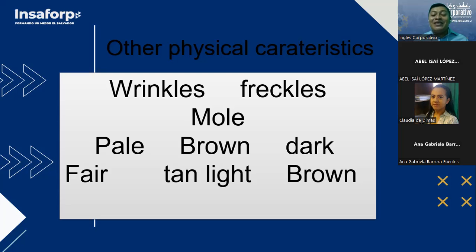A very good question, Claudia. So let's see. Let's go with the color of the skin. Pale, brown, dark skin, fair skin, tan light skin. Pale is like white skin. Brown is brown skin, dark, dark skin, and fair también es blanco, piel blanca, tan light skin, una persona morena, bronceada, morena.